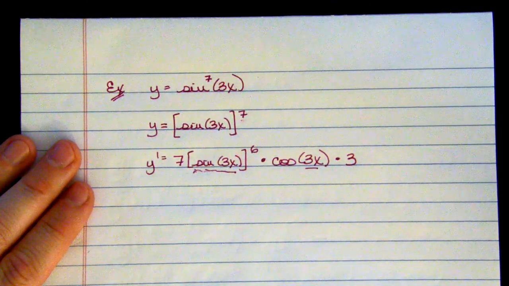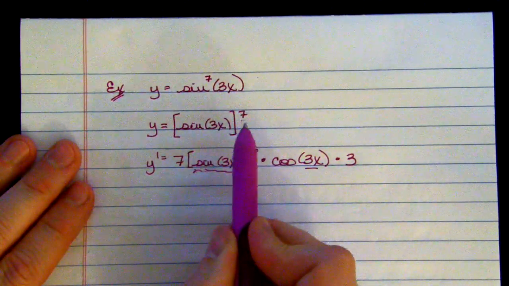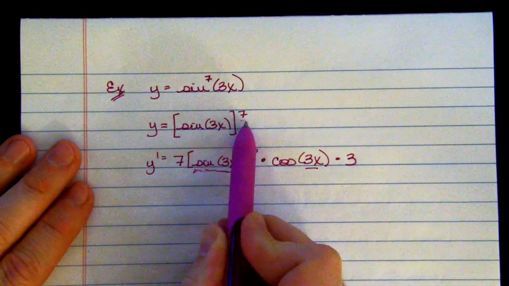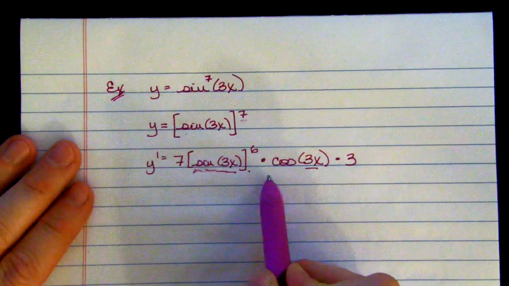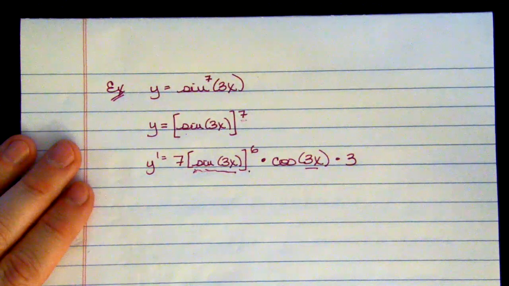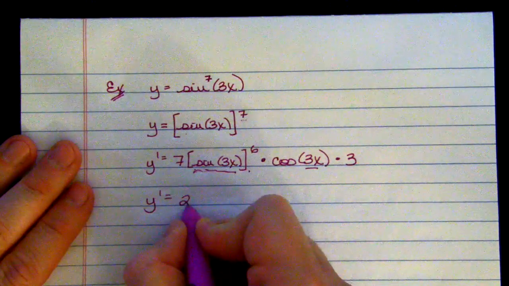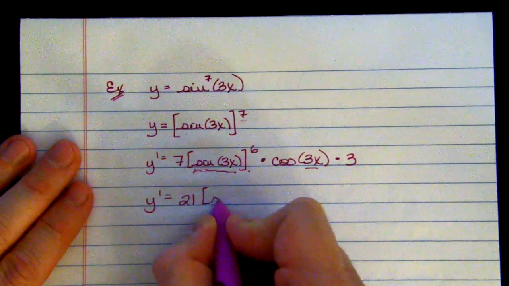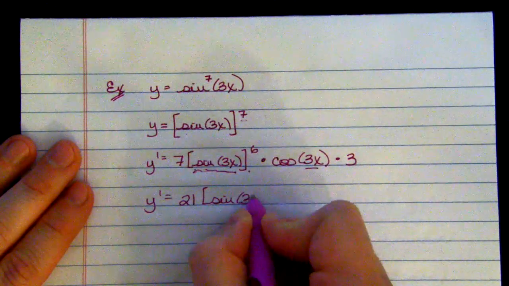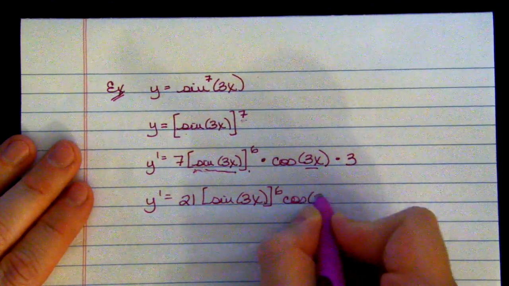This problem was a 3-part chain rule problem. On the outside, I had a 7th power, which I dealt with first. That's what I'm doing over here. Inside that, I had a sine, which I'm dealing with over here. And inside that, I had a 3 times problem. Cleaning this up, we're going to say 21 sine 3x to the 6th cosine 3x.